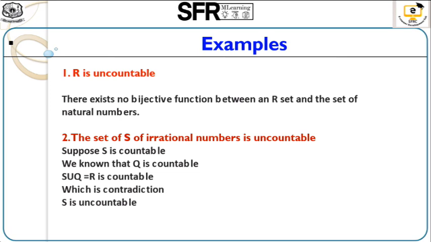Next, we see the example: the set of all irrational numbers is uncountable. Suppose we take that the set of all irrational numbers is countable. We know that the set of all rational numbers is countable. So, the countable S union Q, where S is the irrational numbers and Q is the rational numbers, the union S union Q is equal to the whole set of numbers, that is R. This is also countable, since a countable union of countable sets is countable. Therefore, we get R is countable, which is a contradiction. Therefore, our assumption is wrong. Therefore, S is an uncountable set.